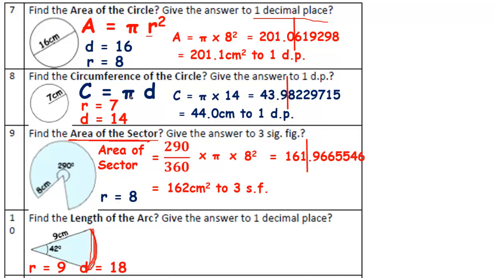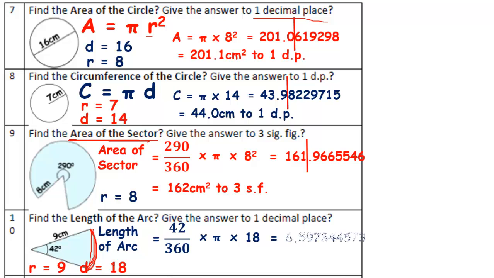For circumference, it's C equals pi D. And what fraction of a whole circle are we dealing with? Well, we have 42 out of 360 times pi times diameter. Pi times, now the diameter of the circle is 18. Plug that into your calculator and you'll get that result. Round it to 1 decimal place, and it's going to be 6.6 centimeters to 1 decimal place. But make sure you study this and do think about this a great deal.